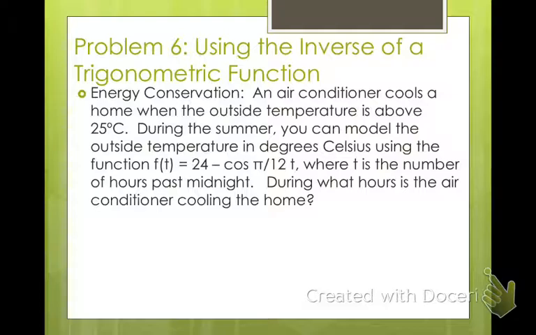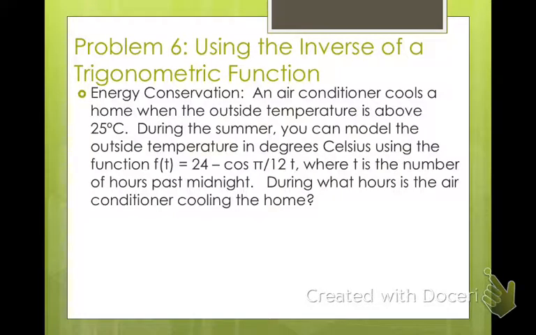For energy conservation. An air conditioner cools a home when the outside temperature is above 25 degrees Celsius. During the summer, you can model the outside temperature in degrees Celsius using the function f of t equals 24 minus cosine pi over 12 t, where t is the number of hours past midnight. During what hours is the air conditioner cooling the home? Obviously an air conditioner runs more during the daytime than at nighttime because it's hotter during the day. So there are two methods you can use to solve this.